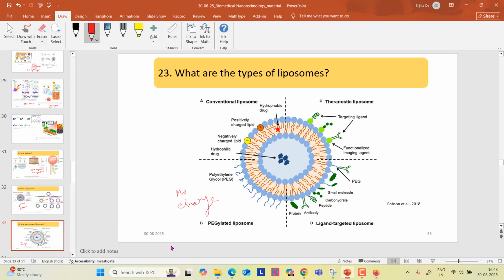Then the third one is the theranostic liposome. That means liposomes can be functionalized with some kind of ligand, and now we can attach our target molecule here, and it can sense it and detect it. Right. So this is the theranostic liposome application. This is the ligand targeted liposome. Here the same thing is happening, but they are using different kinds of ligands like protein, antibody, peptide, carbohydrate, any kind of small molecules. Okay. So these are the various types of liposome.